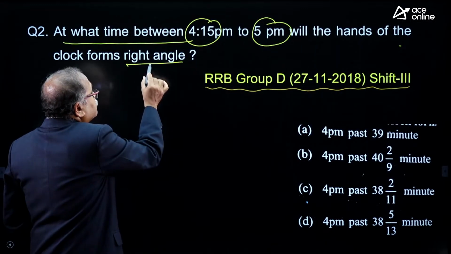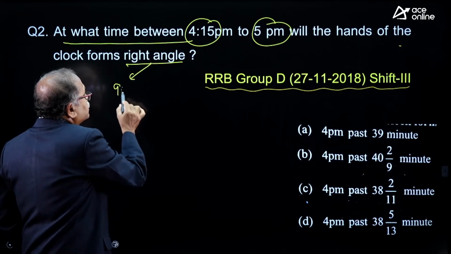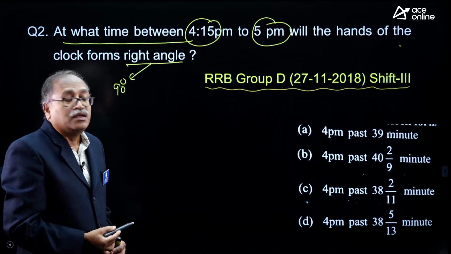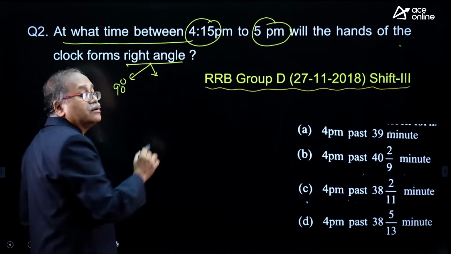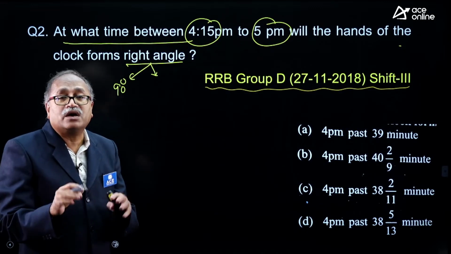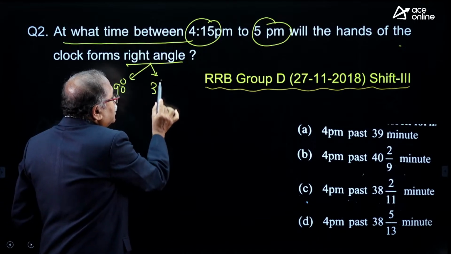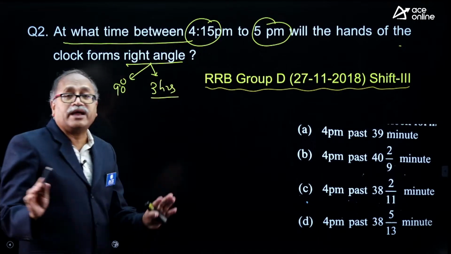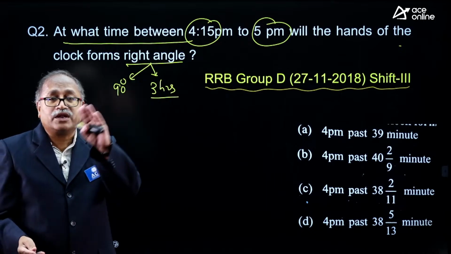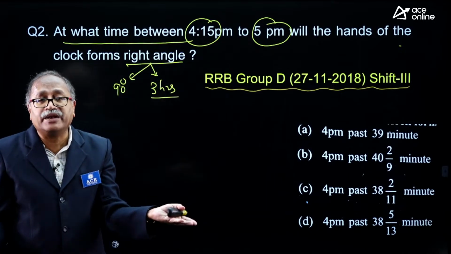When the hands of the clock are at a right angle, that means they are forming 90 degrees. So there is a 3 hours gap between the two hands. 1 hour gap is 30 degrees, so a 3 hours gap is 90 degrees.